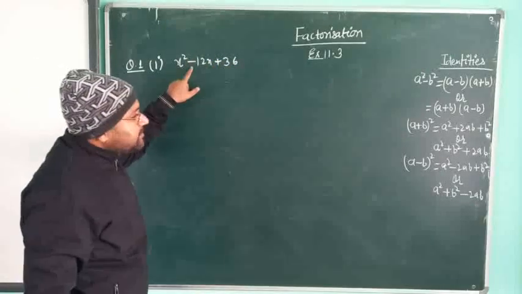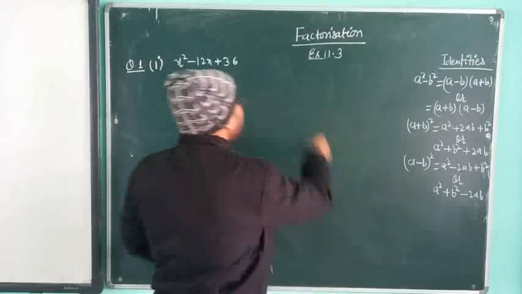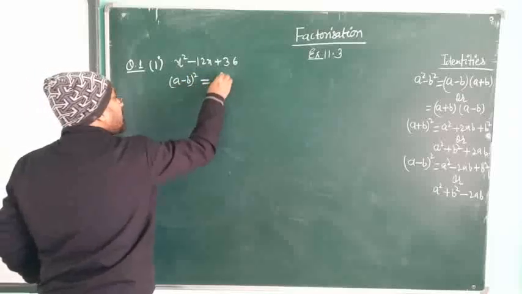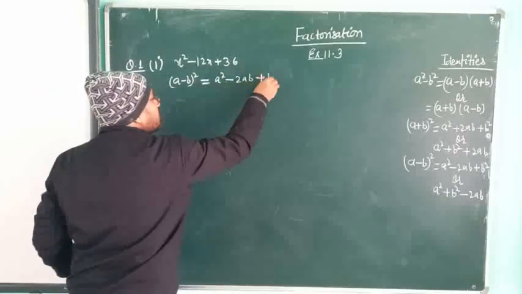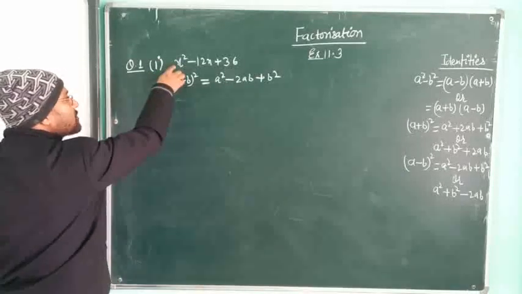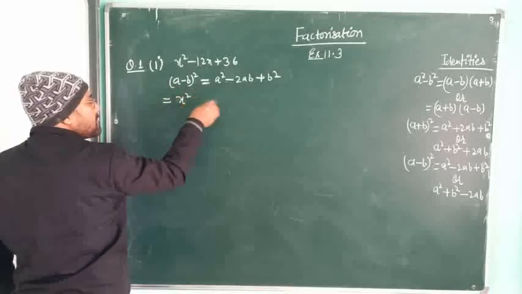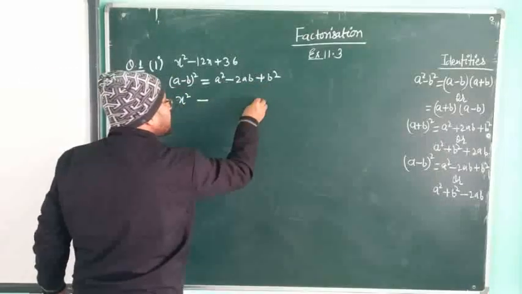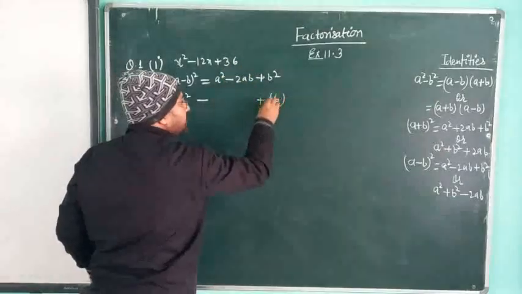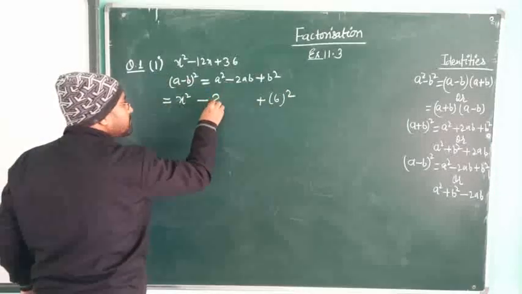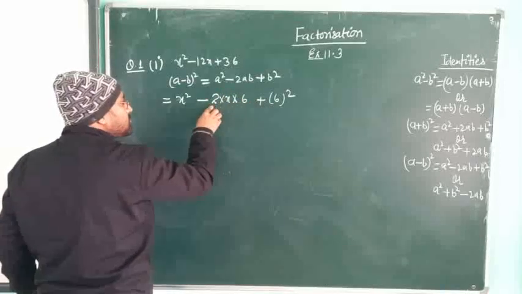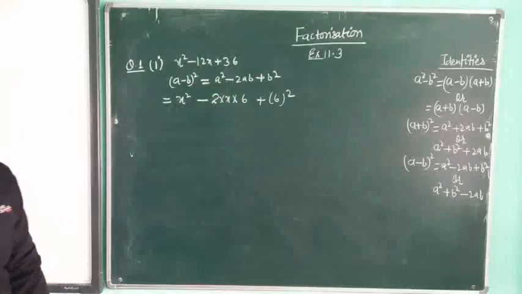Here it is a minus, it means that I can use the identity a minus b whole square, which is a square minus 2ab plus b square. So this expression is just similar. a square means x square, and b square means this is 36. It is the square of 6. Minus 2 times a, which is x, and b, which is 6: 6 twos are 12 and x. We have here minus 12x.